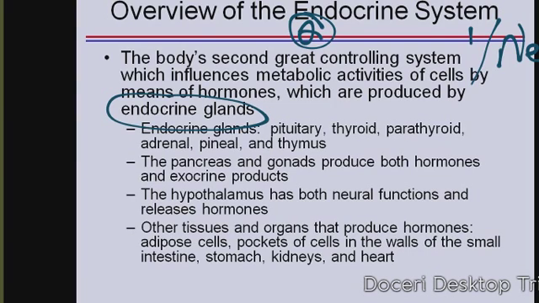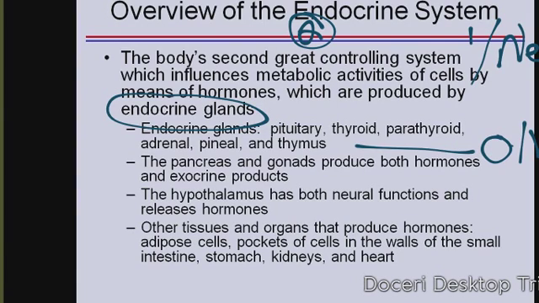Endocrine glands produce hormones. The main endocrine glands that we'll look at here include the pituitary, thyroid, parathyroid, adrenal, and pineal glands, and the thymus. But there are others, and the others we call accessory glands. The pancreas and the gonads produce both hormones and exocrine products. We'll see the difference between hormones and exocrine products later on. Exocrine products are typically the release of an entire cell.